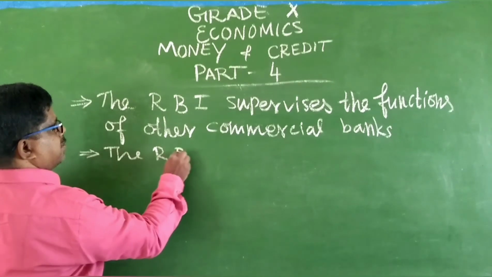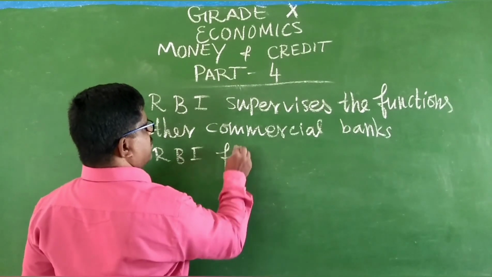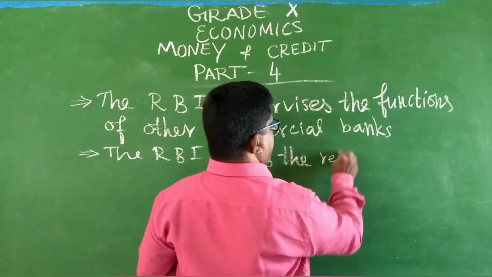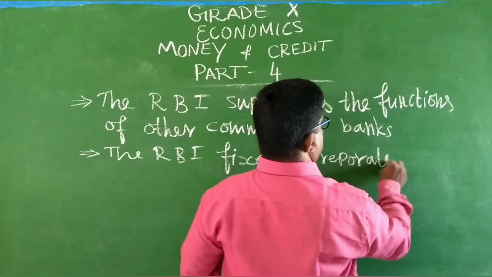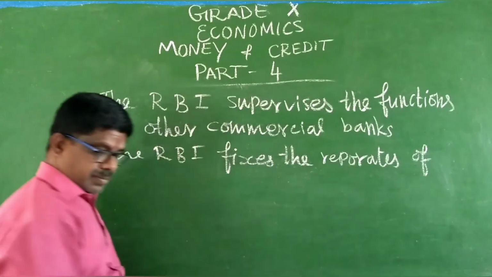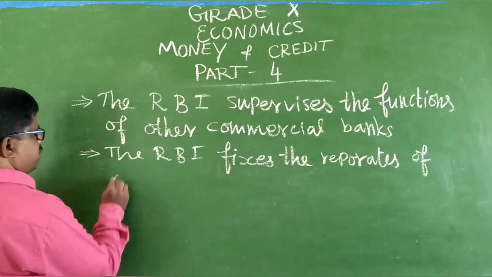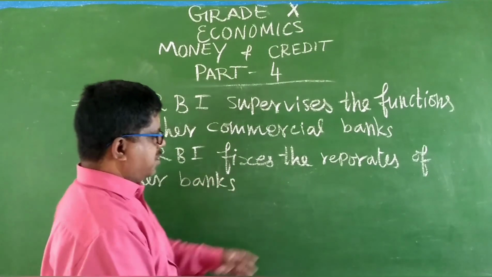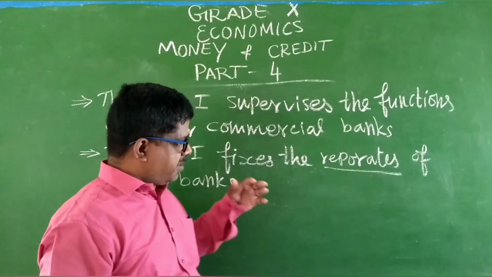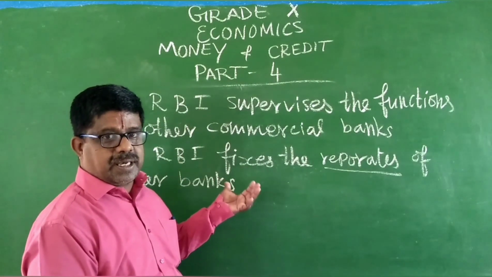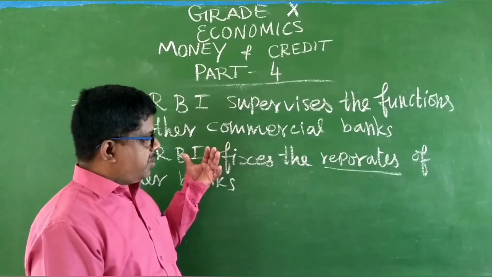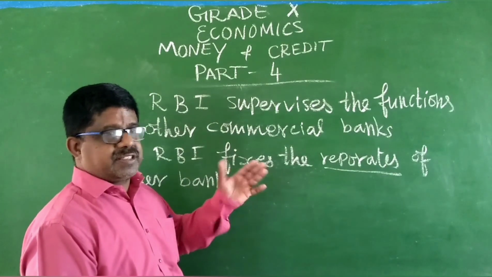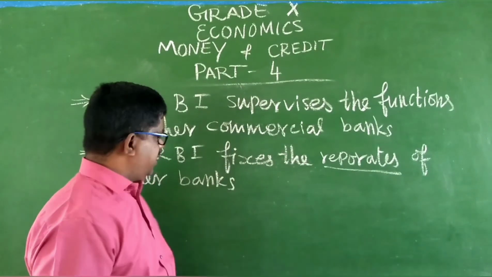The RBI fixes the repo rates of other banks. What are repo rates? It is nothing but other banks getting loans from the RBI, because it is the banker of banks. Therefore, the commercial banks get loans from the RBI. So the RBI fixes the rate of interest for other banks. It is called repo rates.